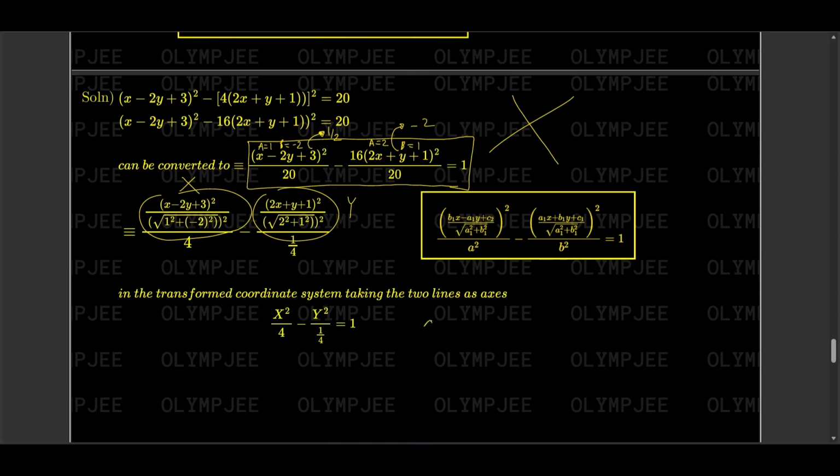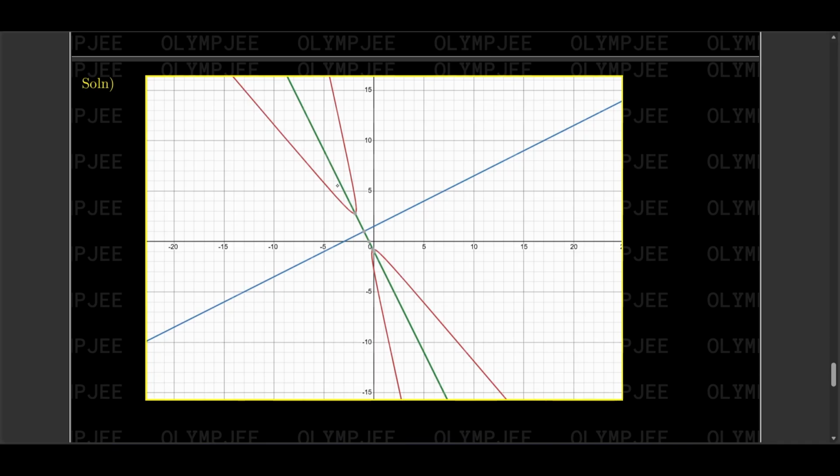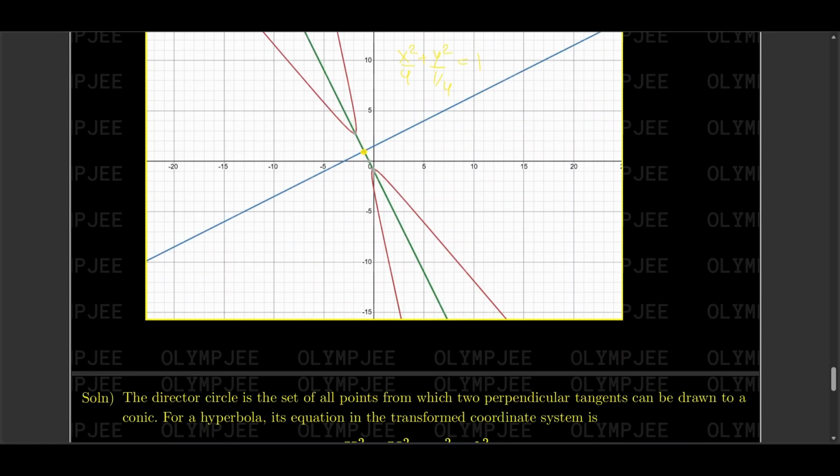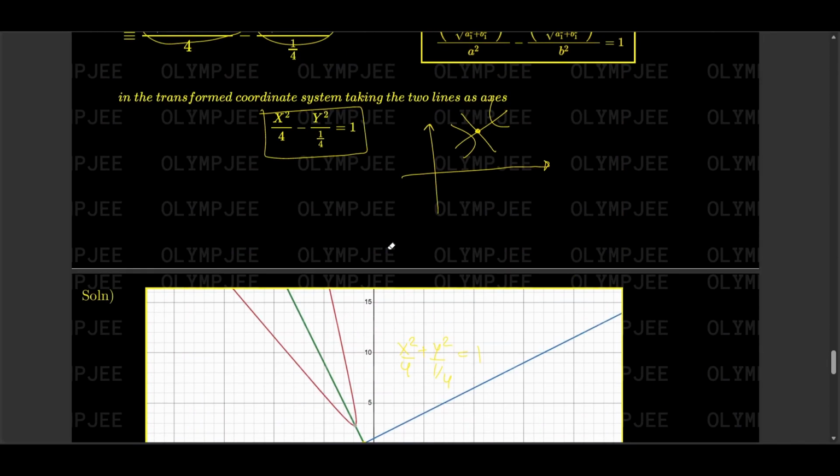So this means that with respect to this coordinate system, if this is the origin, then the equation of the hyperbola can be given by this formula. Capital X and Y are with respect to this origin. So this is what the actual hyperbola will look like. I've plotted it as a graph. So if we take this as origin, then the equation of this hyperbola is x square by 4 minus y square by 1 by 4 is equal to 1. Sorry, there was a minus here.